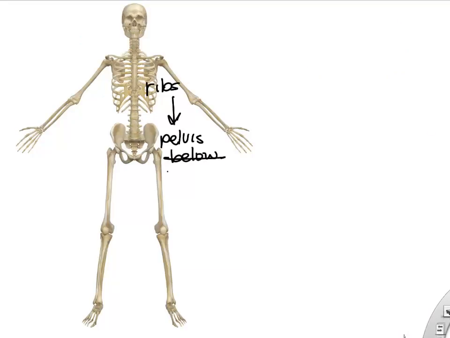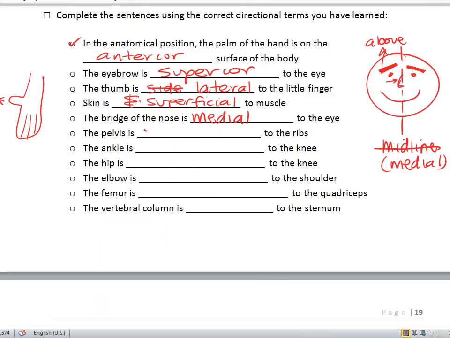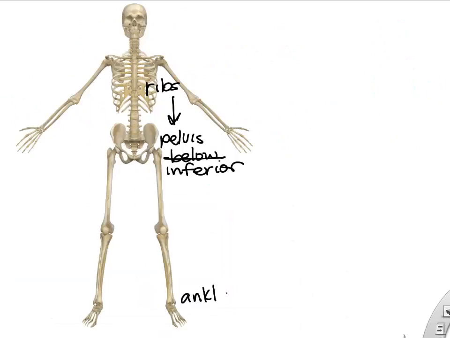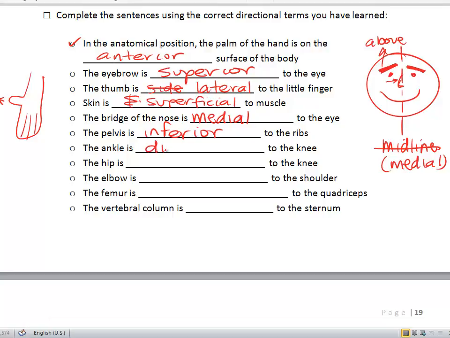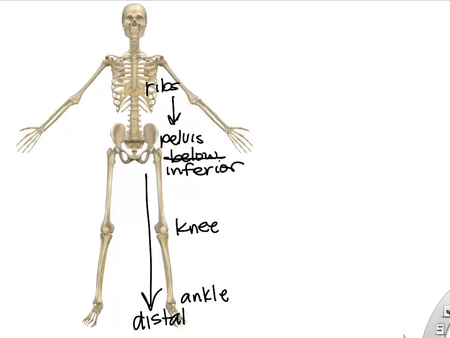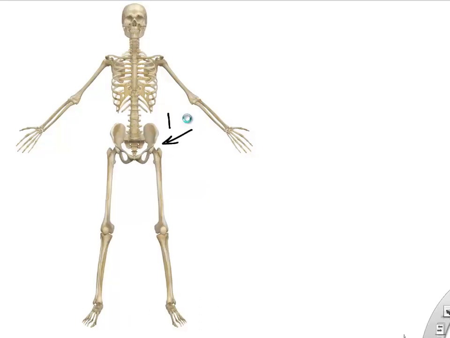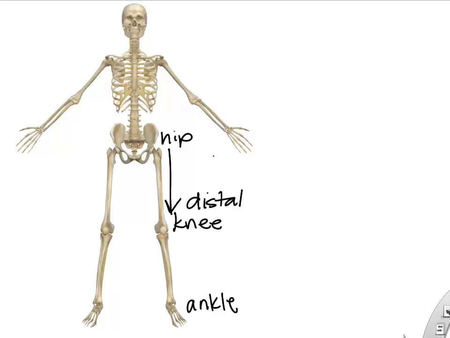If you consider your pelvis is below or inferior to your ribs. The ankle, if you think about your ankle, remember the ankle is farther down your limb, so we should say distal. The ankle is distal relative to the knee. The hip, now the hip's close. It's actually at the point of attachment, so it's near the body. So the hip is actually proximal compared to the knee. The hip is proximal to the knee.